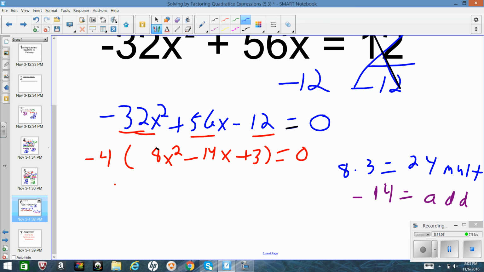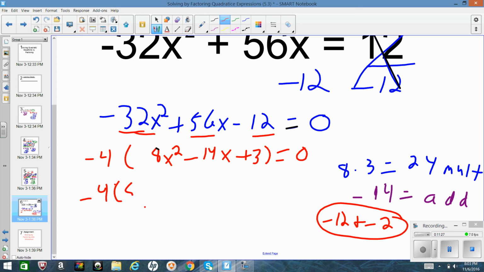So I try to figure out what my two magic numbers are that multiply to 24 but add to -14, and that would be -12 and -2. -12 times -2 is 24, -12 minus 2 is -14. So -4 stays the same. My 8x squared stays the same. The middle term gets replaced with my two magic numbers, so -12x minus 2x. It does not matter what order you write those in. I would have a +3, and that would equal 0.